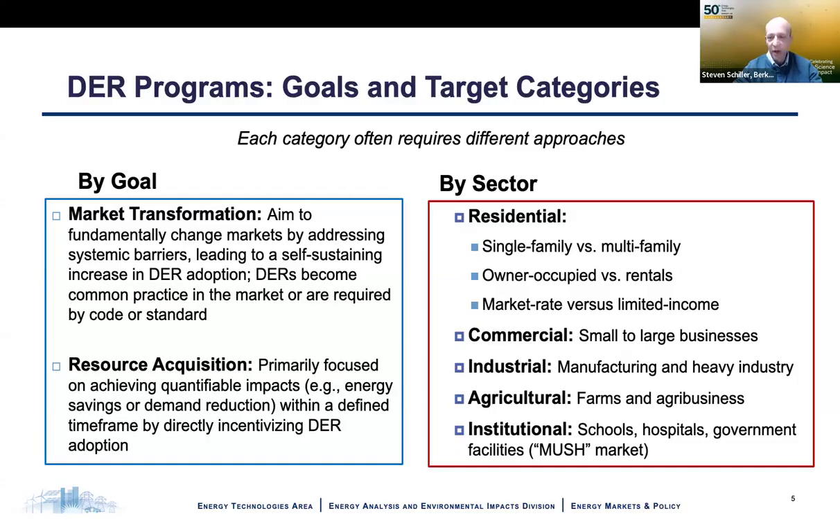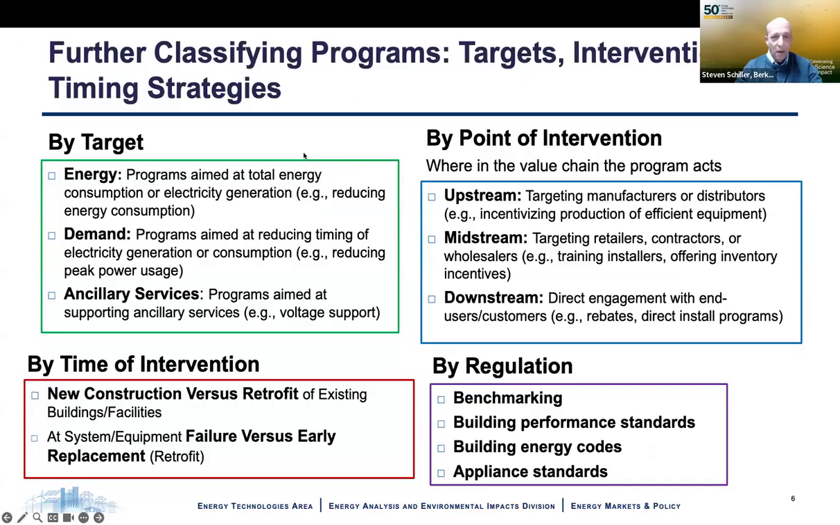Another way to look at it, of course, is by sector: residential, commercial, industrial, agricultural, or institutional, what we often call the MUSH market, the municipal, schools, and hospitals markets. Other ways to classify programs, and I guess clarify them as well, is by the target, whether you're looking at energy savings or demand savings or both. And then there's ancillary services, programs that are becoming, in some instances, more important, looking to support, say, voltage or frequency support on your grid.